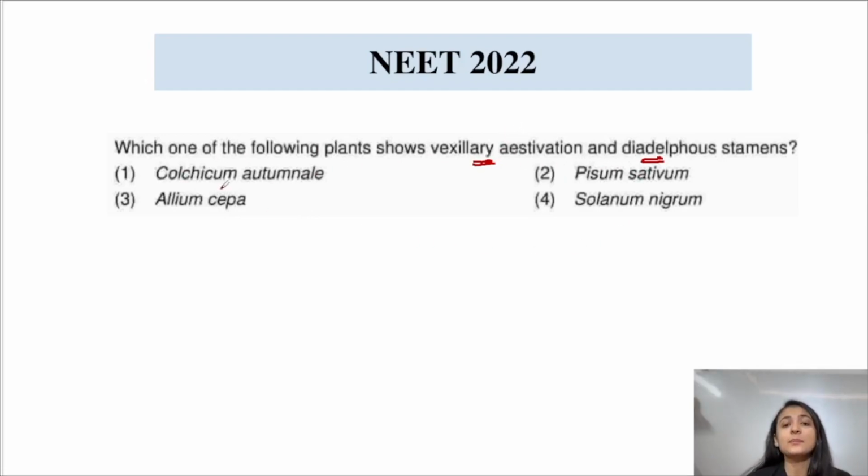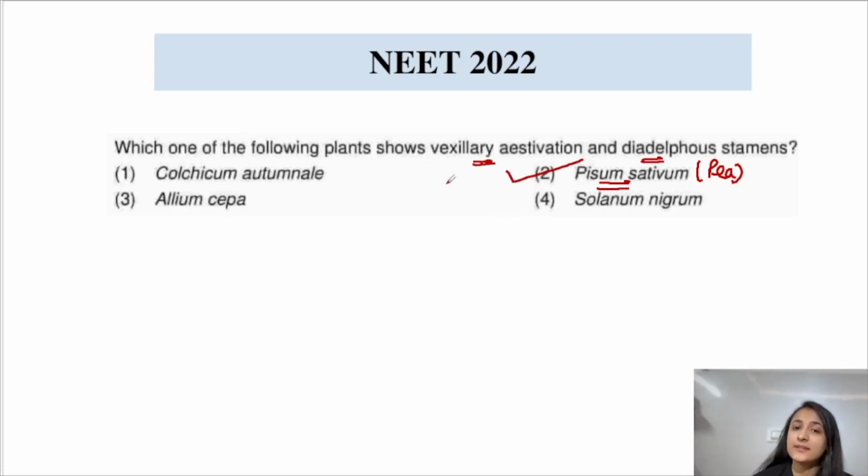So among these examples, which one of the following belongs to the family Fabaceae? It is Pisum sativum, whose common name is pea. So we studied the example of pea and bean and vexillary estivation in the previous video. In this video, we studied about diadelphous stamens and the example we studied was pea. So the correct answer to this question is option number 2, Pisum sativum.